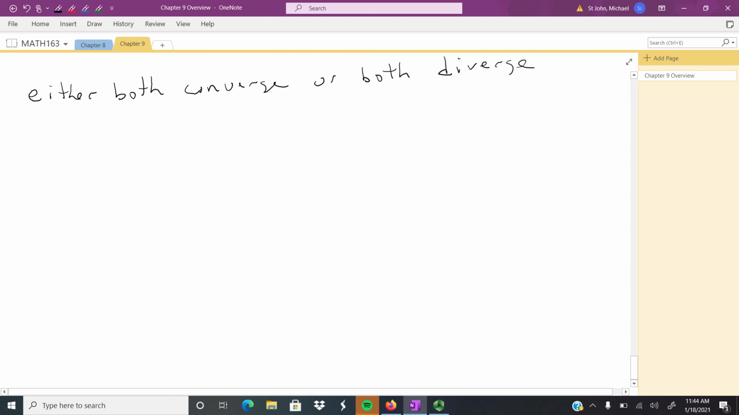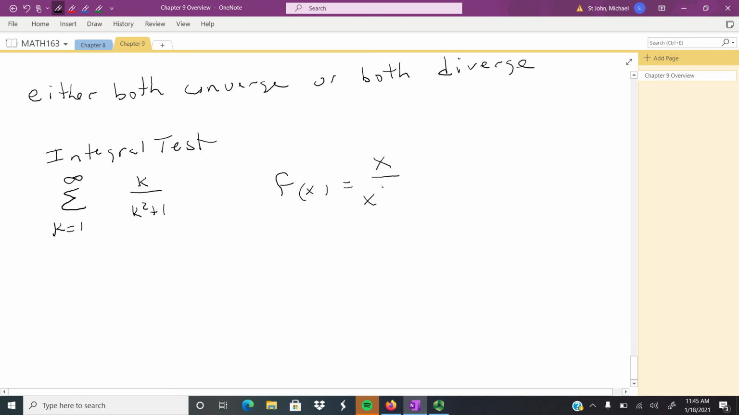So let's look at one. Let's do this integral test. The series is k equals 1 to infinity of k over k squared plus 1. So that would mean f of x is going to be x over x squared plus 1.